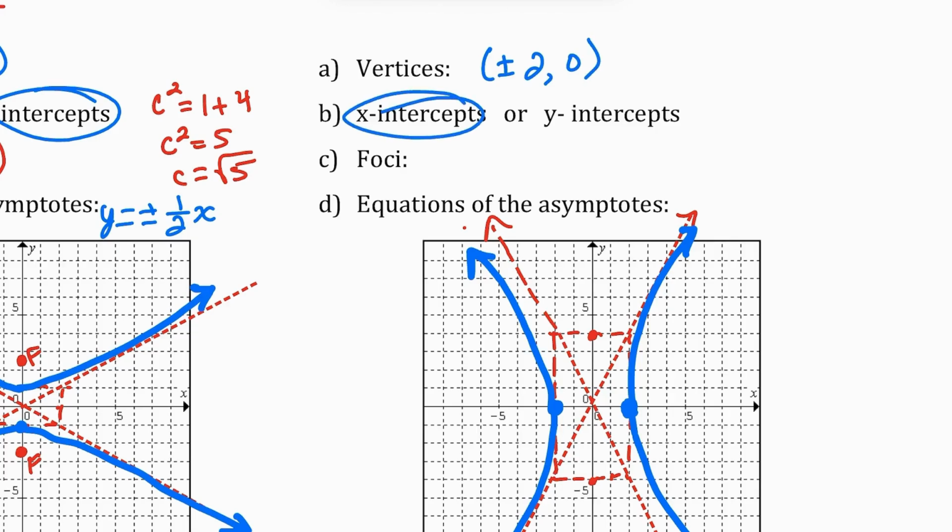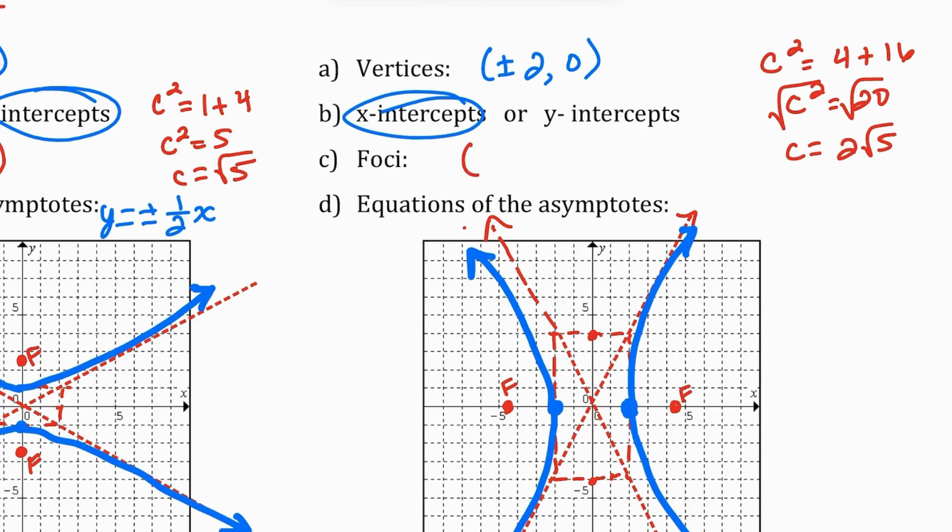These are x-intercepts. The focal point happens because c squared is equal to a squared plus b squared, which is 4 and 16. We add 4 and 16, get 20. If you square root both sides and simplify it, you end up getting 2 root 5. So 20 is between 16 and 25, somewhere between 4 and 5 from the center. So 1, 2, 3, 4, somewhere here. Those are my focal points. So those ended up being at plus or minus 2 root 5, 0.